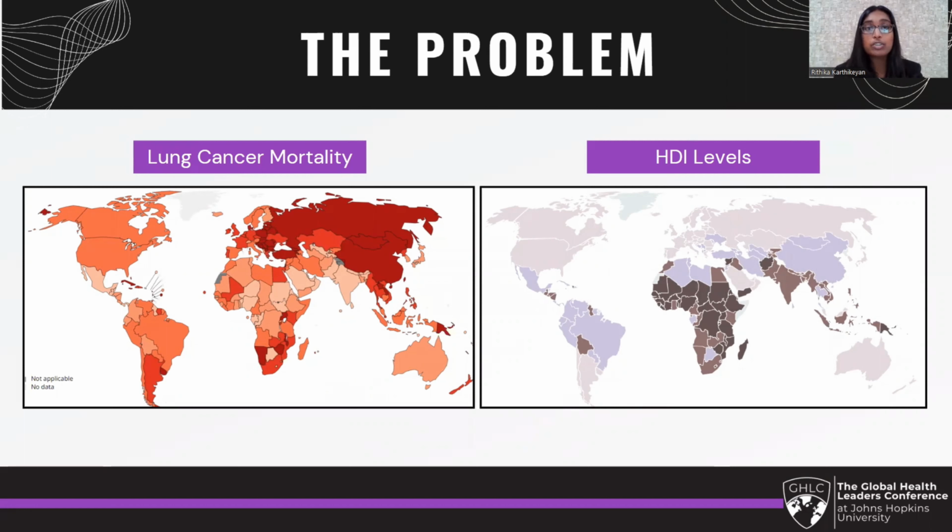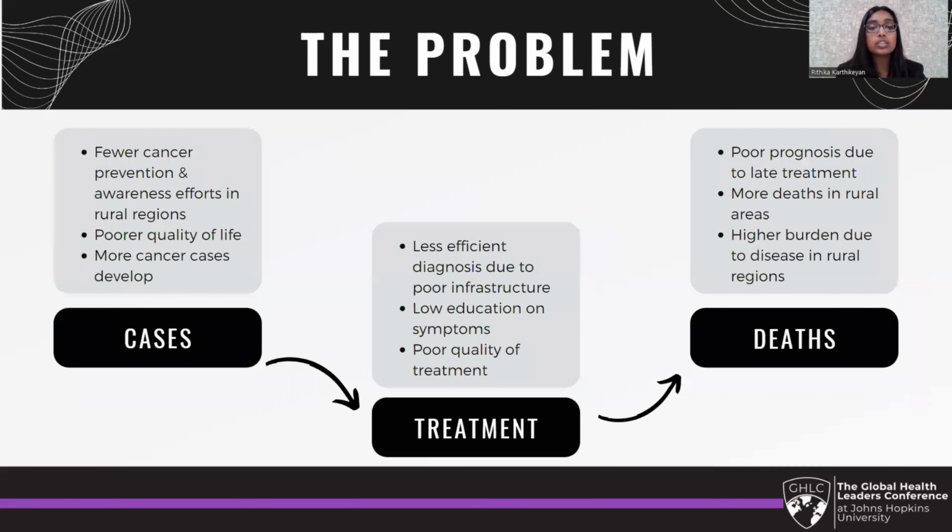On the screen here are two maps. The one on the left shows the number of individuals who have died of lung cancer, where darker regions indicate more deaths, and the map on the right shows the Human Development Index levels for each country, where darker regions indicate lower levels. So it's easy to see that in many countries, a lower HDI level means more mortalities, especially in South America, Southern Europe, and Africa. And you might be wondering what this has to do with lung cancer specifically.